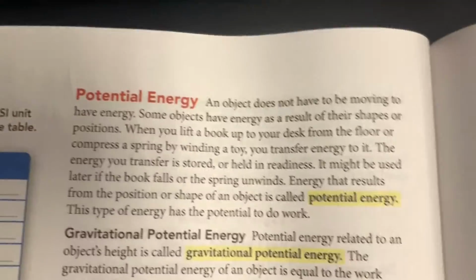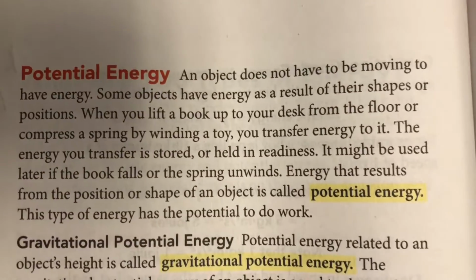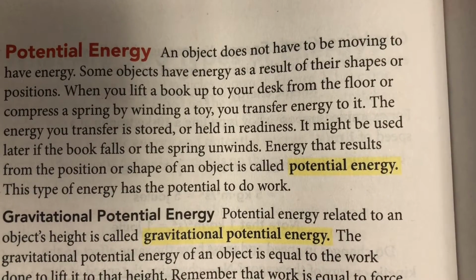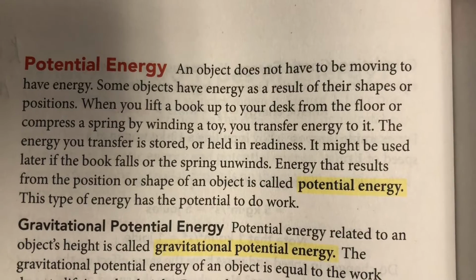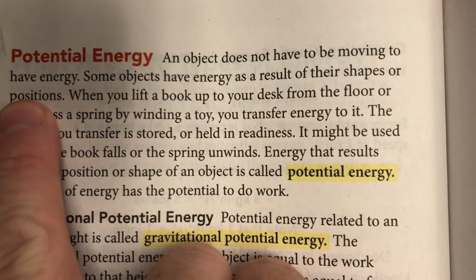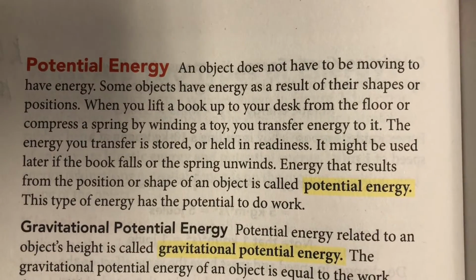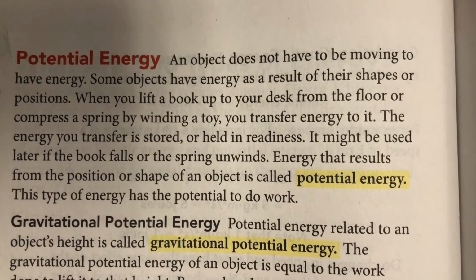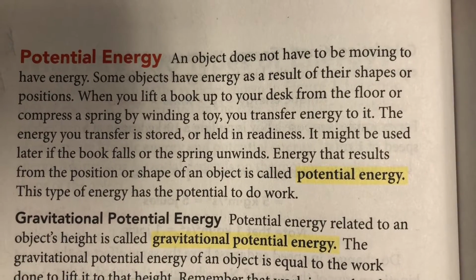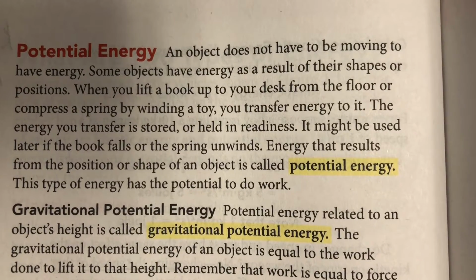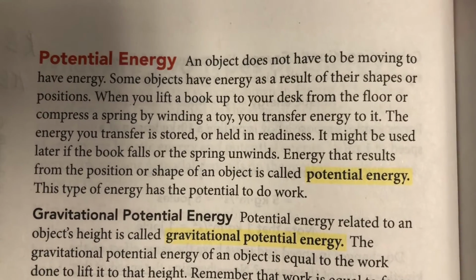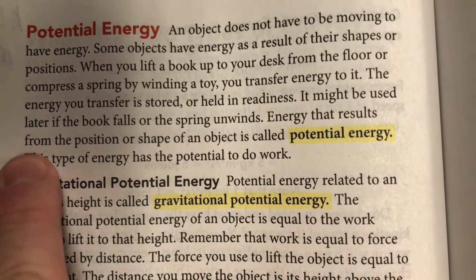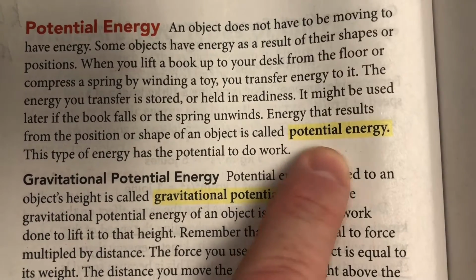Let's talk about potential energy. Potential energy is when an object does not have to be moving to have energy. These are situations where the object is at rest. Some objects have energy as a result of their shapes or positions. When you lift a book up to your desk from the floor or compress a spring by winding a toy, you transfer energy to it. The energy you transfer is stored or held in readiness. It might be used later if the book falls or the spring unwinds. Energy that results from the position or shape of the object is called potential energy.